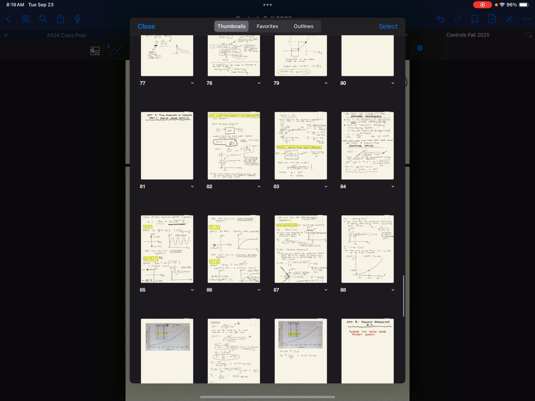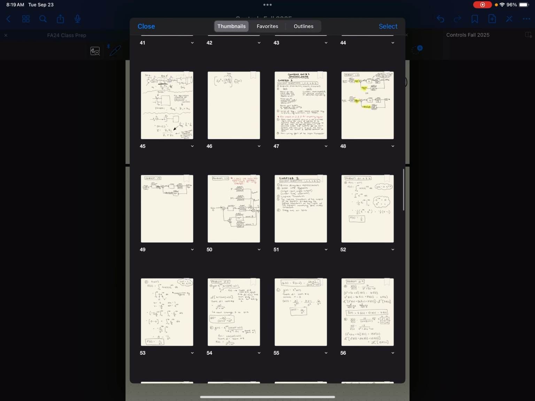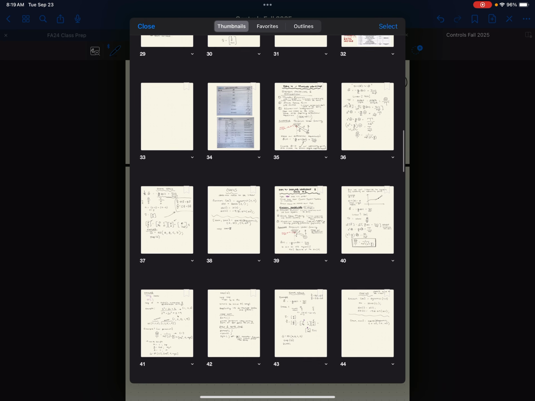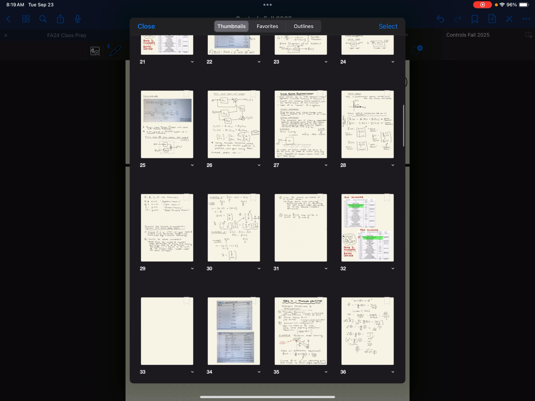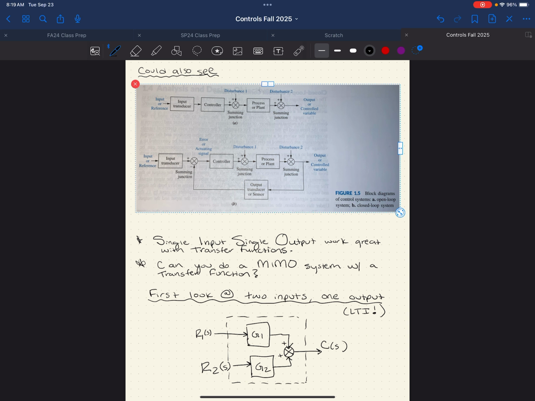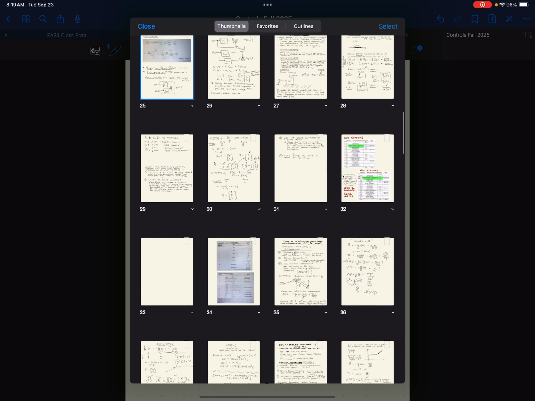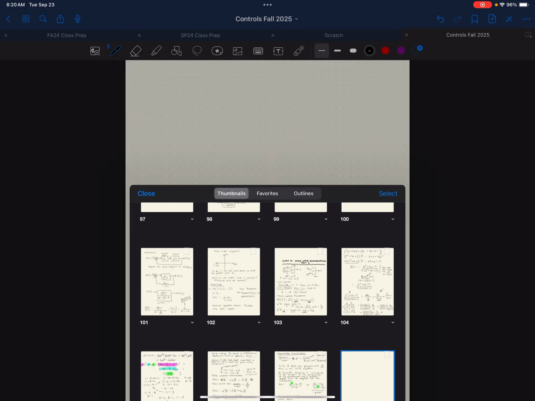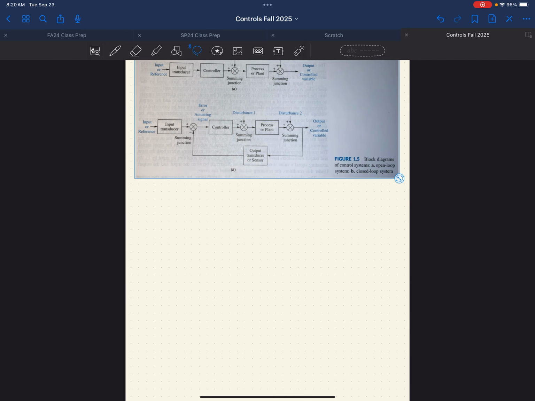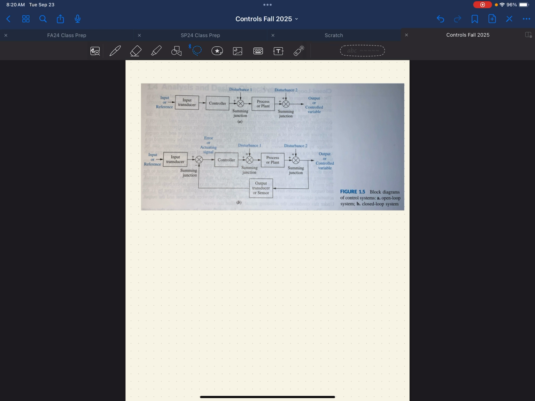In fact, I need to go grab us a picture. Let's grab here. I will copy and paste. We could also see block diagrams that look like this. What you'll notice here is that there are some additional features.